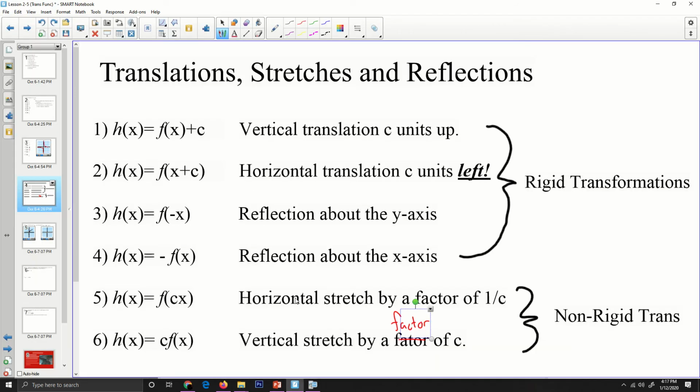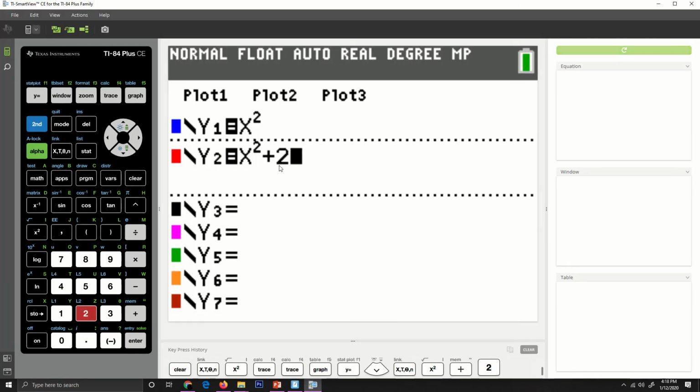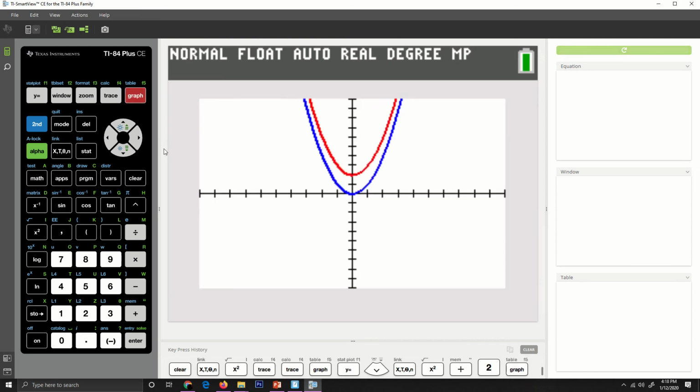So to me, that looks like this first one. That's going to be a translation 2 units up, because I did a 2 there. And when I see that, I see the exact same graph. It doesn't change in shape or anything. It just has moved up 2 units.